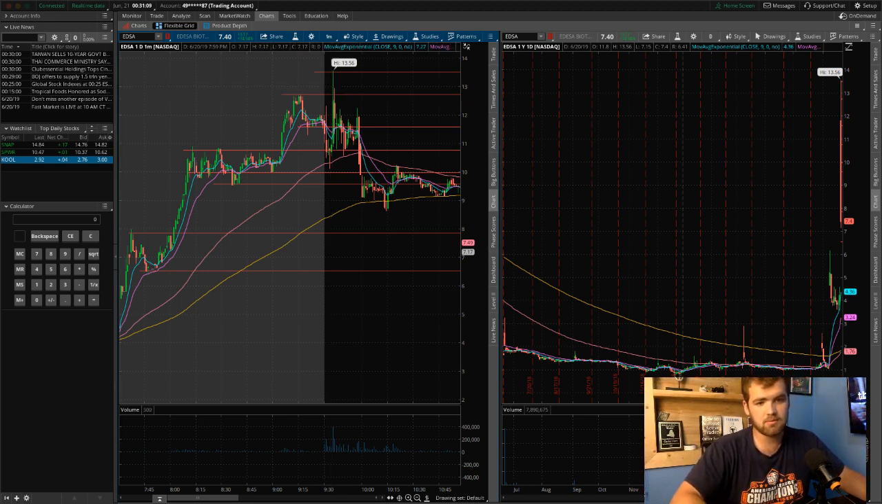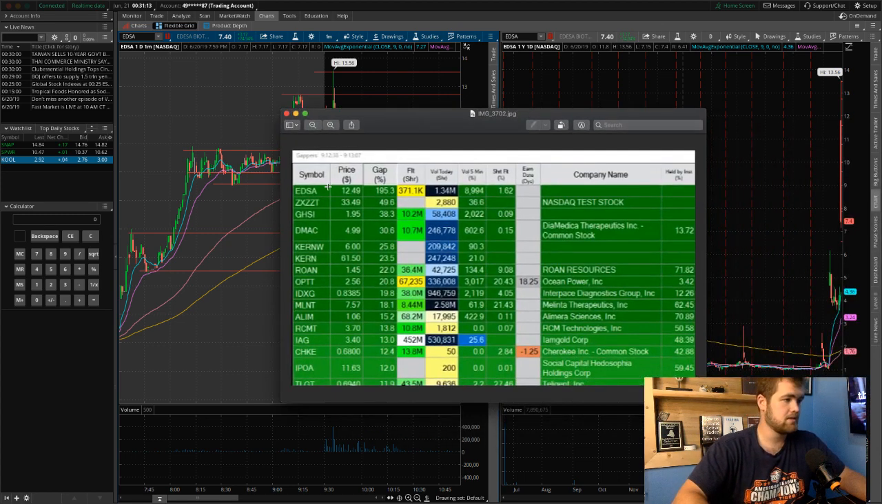Alright, so the next thing, we move down here, and we have ZXTT, or whatever this one is. This is just a test stock, as you guys can see. The next one down here is GHSI, price $1.95, gapping up 38%. A good amount of float, which is good, has some volume. Alright, so this definitely is one we should pull up.